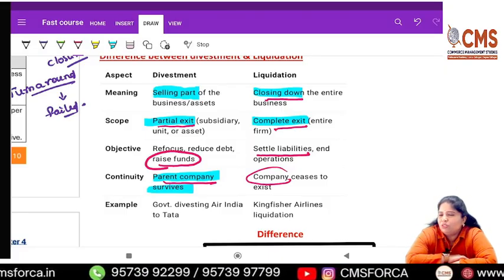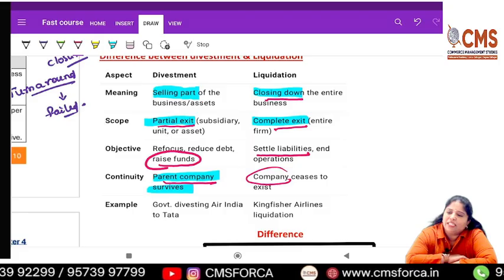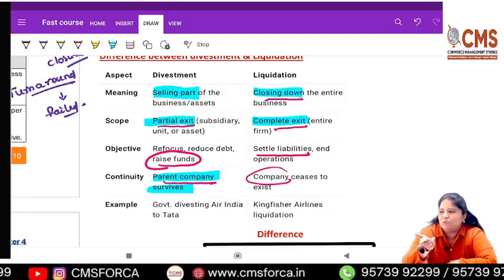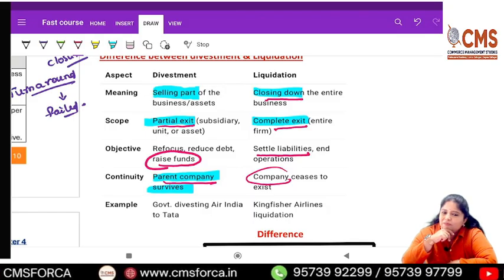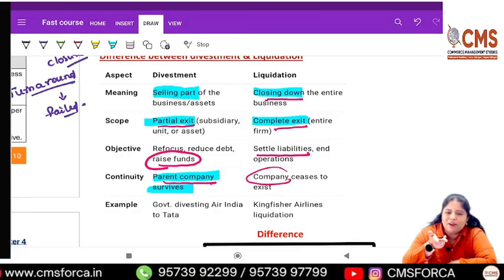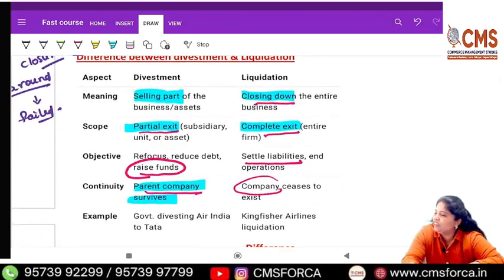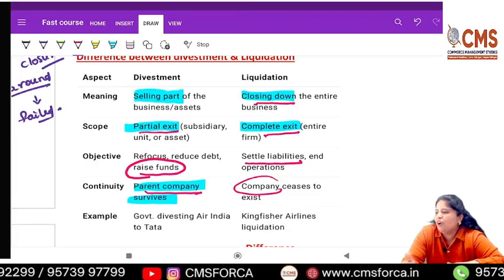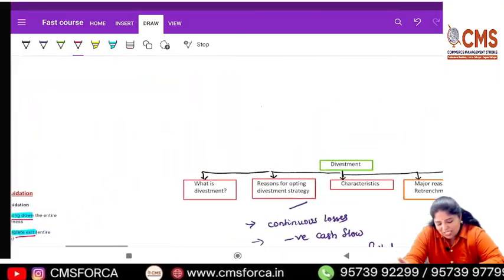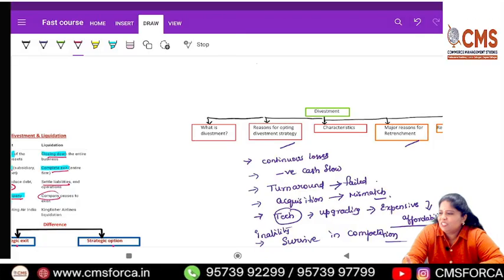Let's talk about the final retrenchment strategy. Strategies come in stability, expansion, retrenchment. Retrenchment comes in turnaround, divestment, liquidation. And we have just seen the differences between divestment and liquidation, how you can compare. So that's about all the corporate strategies, one massive concept covered.